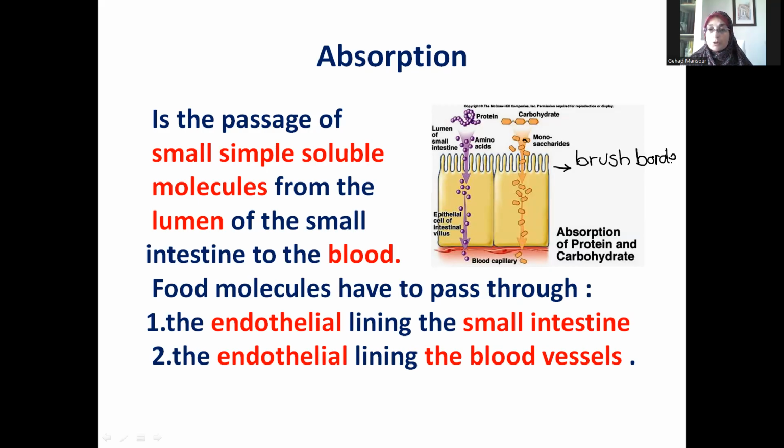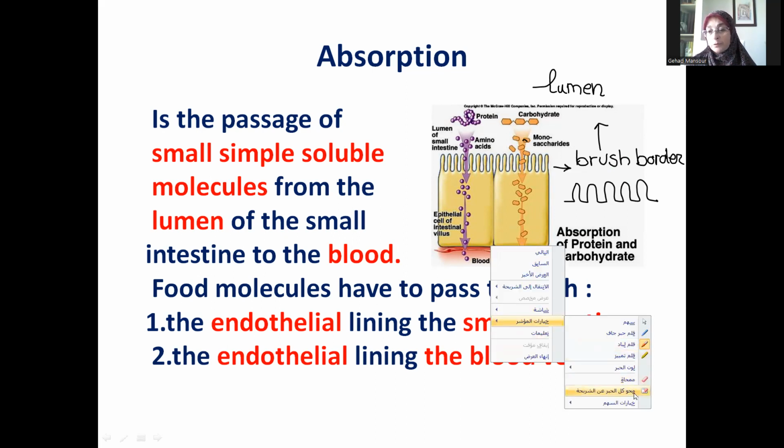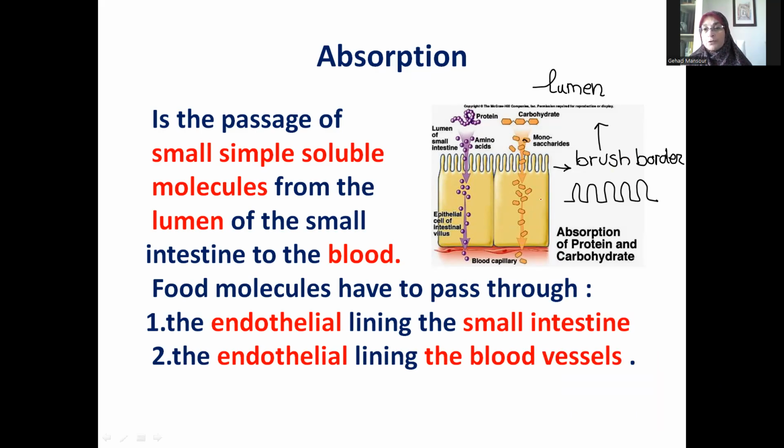Why do we call it a brush border? Because as you see, there are tiny projections that arise from this border. And by the way, it is the border that lies towards the lumen of the small intestine and towards the site where the final products of digestion are present. And that makes sense because if you need to absorb those nutrients, you have to provide a large surface area for digestion. These tiny finger-like projections are called villi.